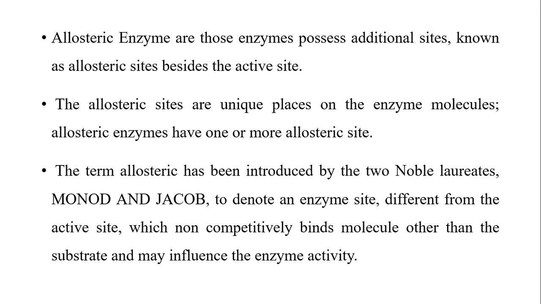The term allosteric was introduced by two Nobel laureates, Monod and Jacob, who used this term to denote those sites on the enzyme which are different from the active site and which do not compete with the substrate binding to the active site, but rather constructively influence the enzyme activity.